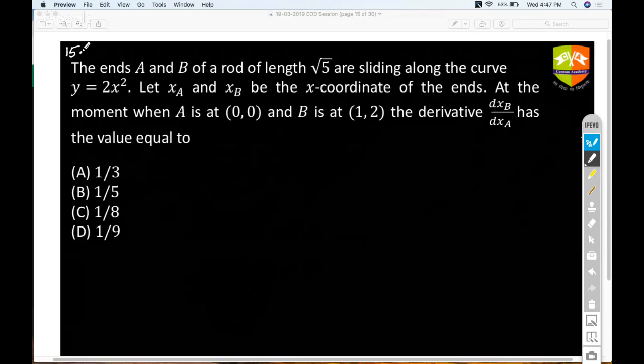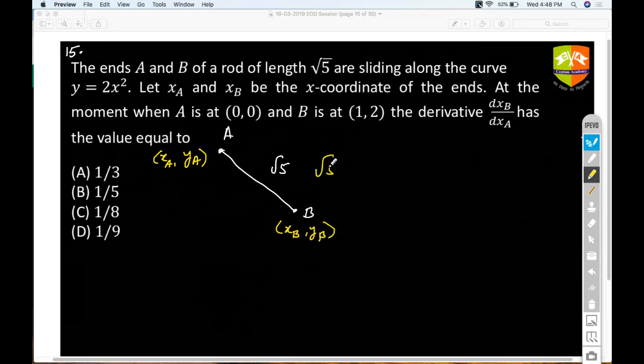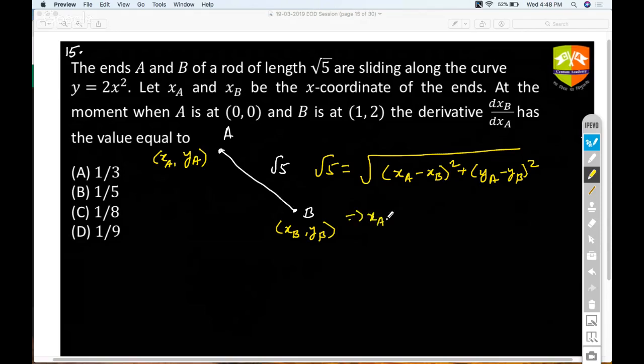All right. So mostly people are going with option D. See, first of all, let's say this is the rod AB whose length is given to us as root 5. So let's say this coordinate is XA, YA. This coordinate is XB, YB. So I can say the distance between A and B is root 5. So XA minus XB whole square plus YA minus YB whole square under root is root 5. Right? So XA minus XB square plus YA minus YB square is equal to 5.